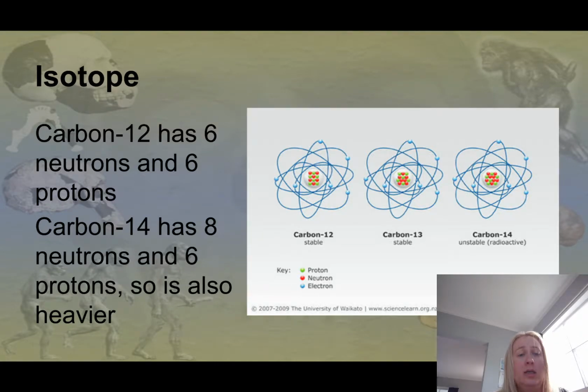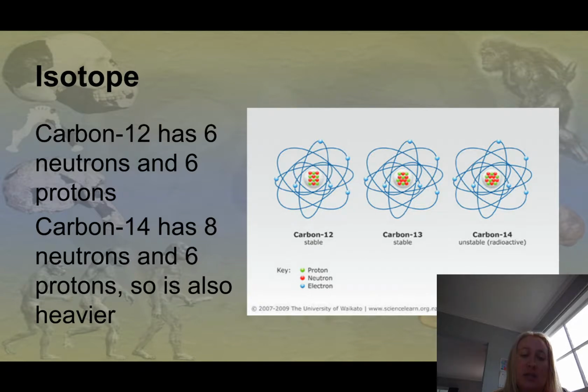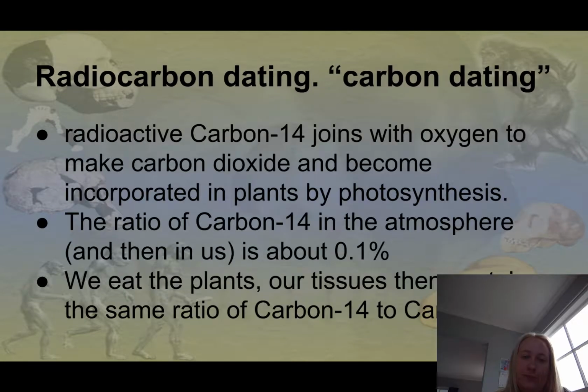So carbon-12, that's the normal carbon that we find, has 6 neutrons and 6 protons. Carbon-14 has some extra neutrons in there. It's got 2 extra, so 8 neutrons and 6 protons. So this makes it heavier. So there's carbon-12, it's our stable one, and there's our unstable radioactive carbon-14.